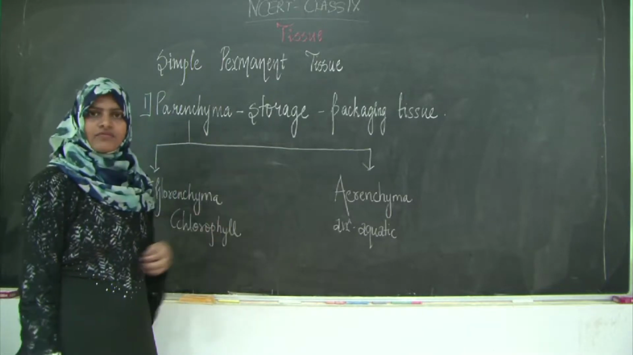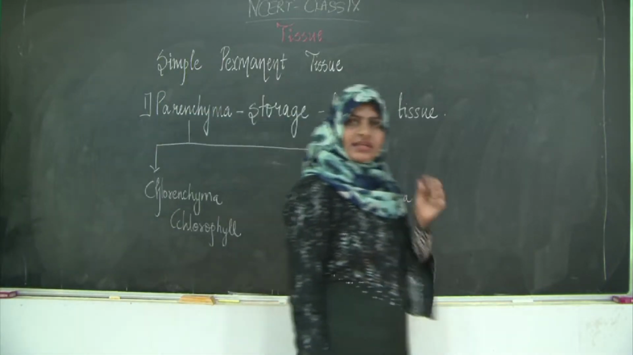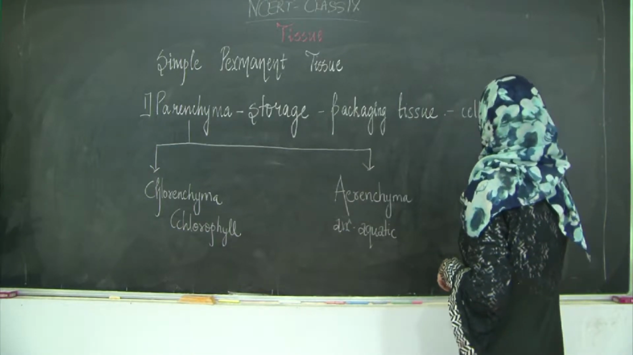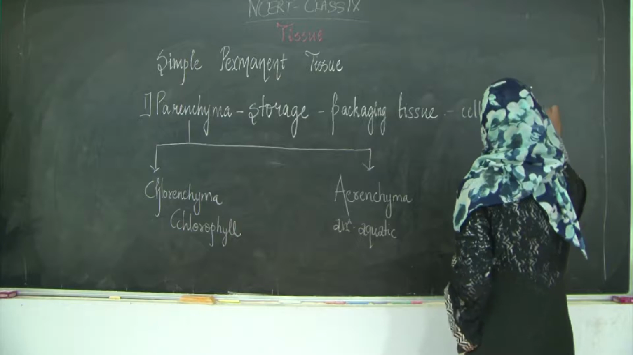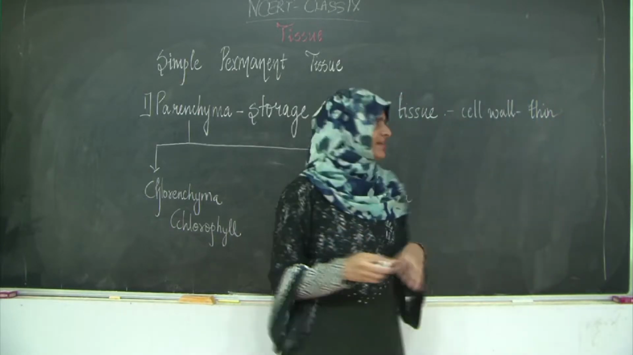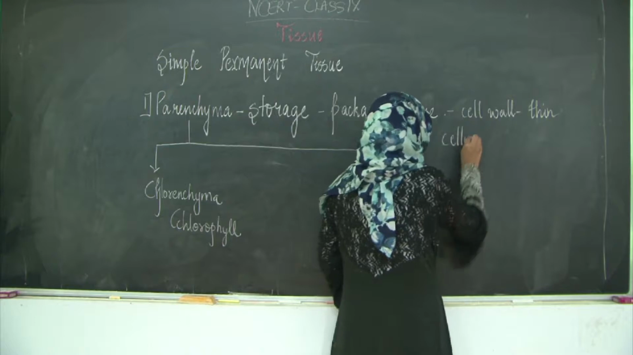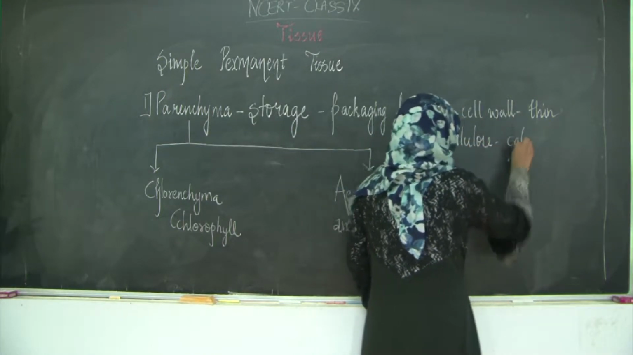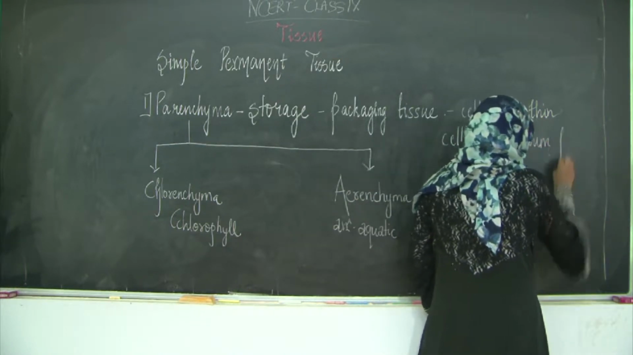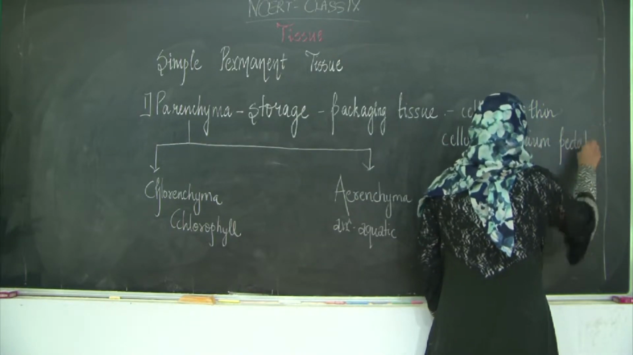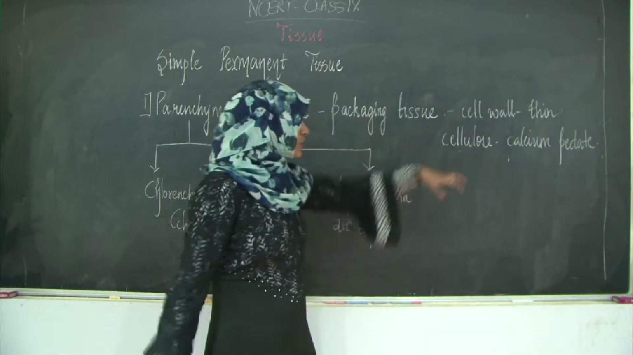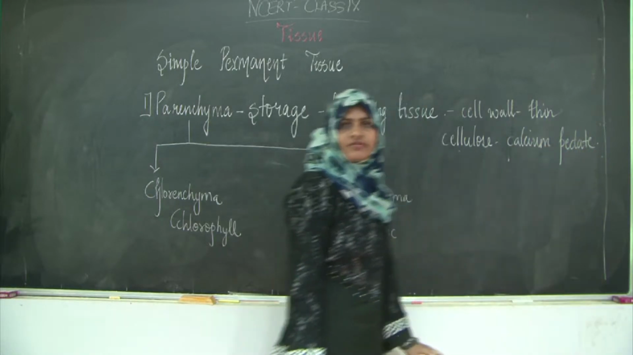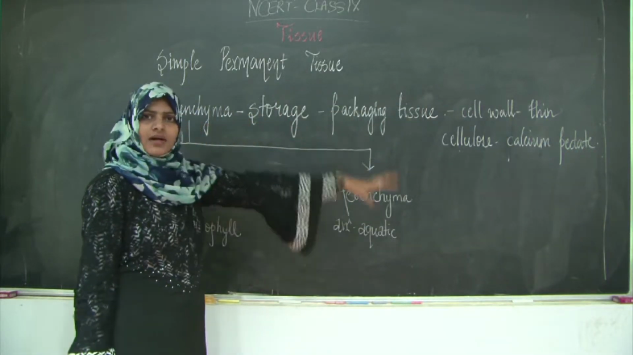Now, the cell wall of this is thin. It is made up of cellulose and another material called calcium pectate. This is nothing but sugar. This pectate is nothing but your pectin, again a sugar, but with deposition of calcium. Therefore, calcium pectate.